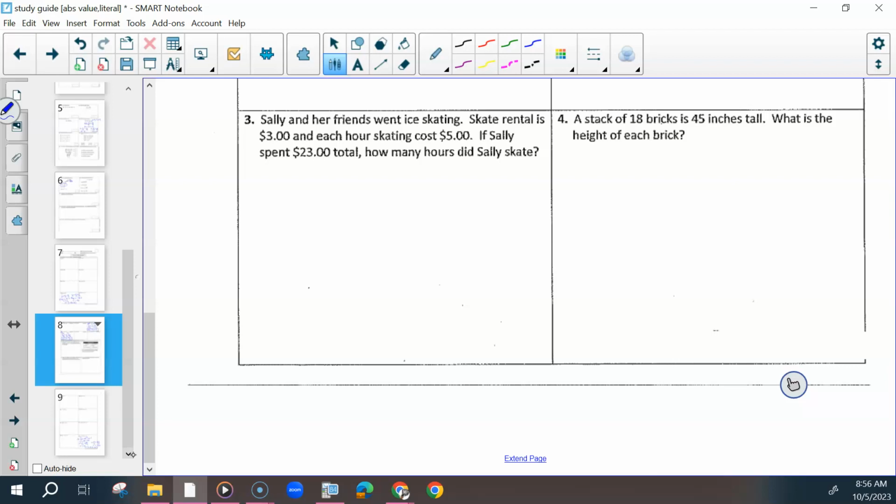Number 4, so let's read important information. A stack of 18 bricks is 45 inches tall. What is the height of each brick? What is important in this? The 18 bricks is important. 45 inches tall is important. What are we looking for?